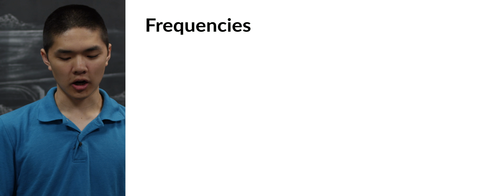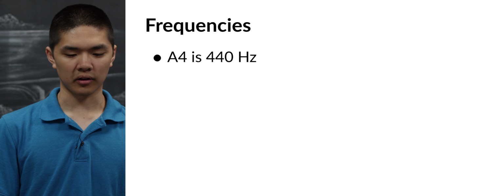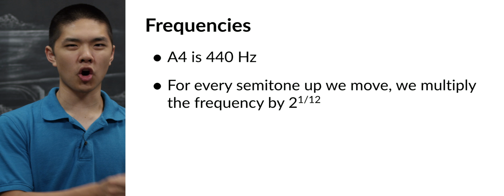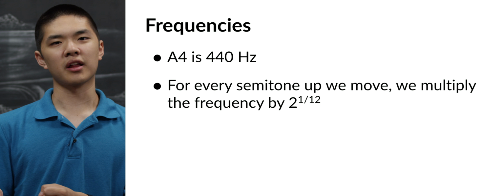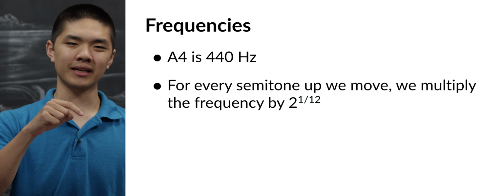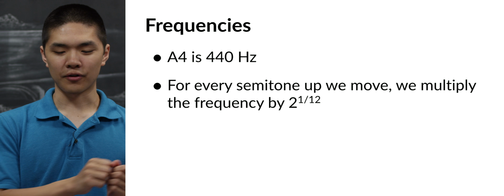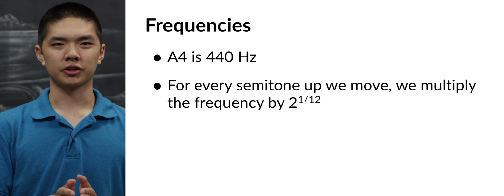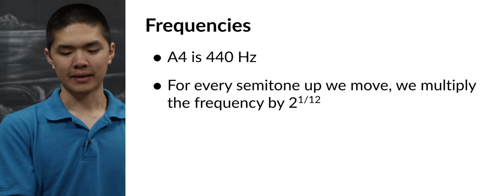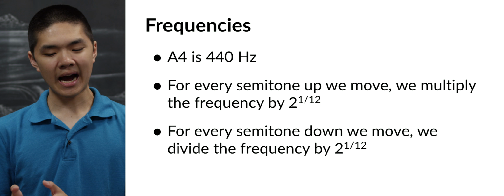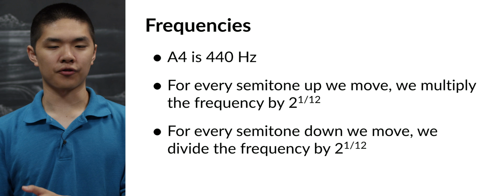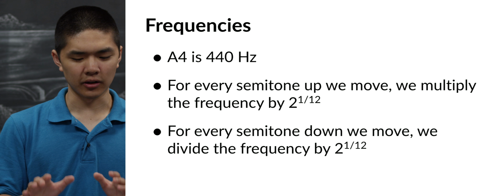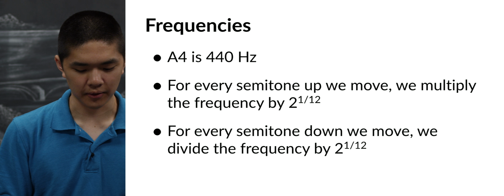Well, generally when we're talking about frequency, we can follow these rules. If A4 is 440 hertz, then for every semitone up that we move, remembering that a semitone is just a movement of one key on the piano keyboard, we're going to multiply the frequency by 2 to the power of 1/12. And likewise, for every semitone down we move, we're going to divide the frequency by 2 to the power of 1/12. Let's take a look at what that actually looks like from the perspective of the piano keyboard.